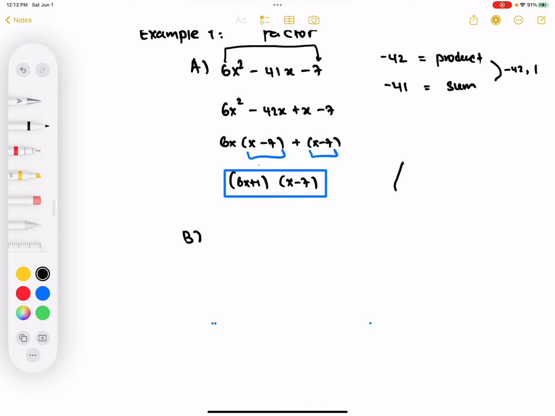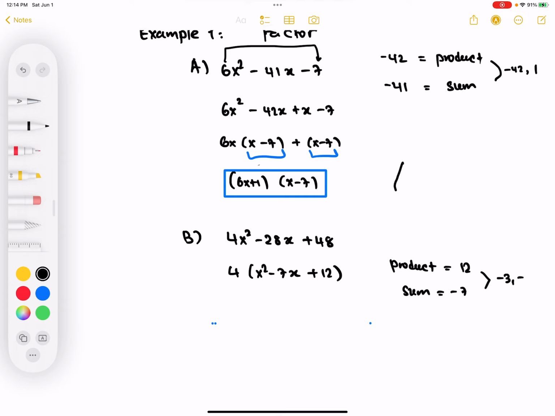Second example, B. Factor another one, 4x squared minus 28x plus 48. In this case, you can see that 4 is common to 28 and 48, so I can factor out 4 first: x squared minus 7x plus 12. Now, I have to use the first procedure that we used. That means, can we get two numbers with a product of 12 and the sum is negative 7? Can you get them? Yes, negative 3 and negative 4.